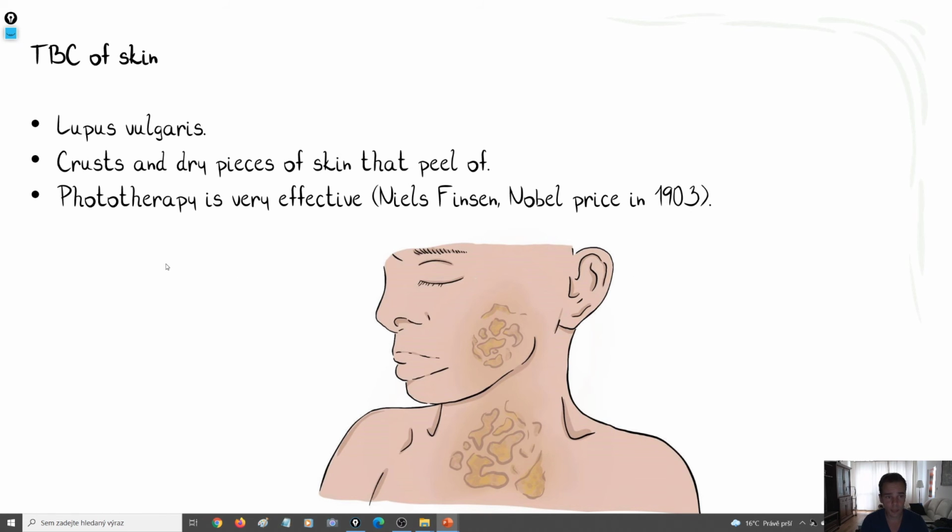TBC can affect also skin. It's called lupus vulgaris, and macroscopically it looks like crusts and dry plaques on the skin that can be peeled off. Just a small historical note: a guy called Niels Finsen received a Nobel Prize in 1903 for this lesion because he found out that the skin TBC is very sensitive to phototherapy. The skin TBC used to be very common in those days, so that's why he got the Nobel Prize for this realization.